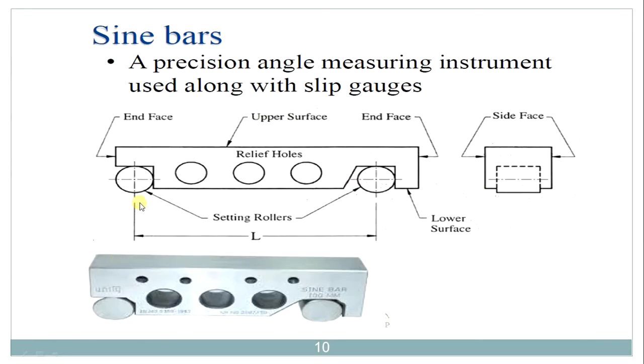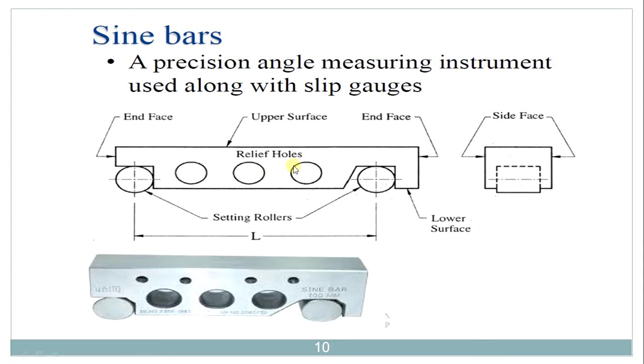Next we have the sine bar. A sine bar can't be used directly for measuring the angle, but we have to go with some sort of auxiliary instruments called slip gauges. The sine bar is one of the end standard measuring instruments, a precision angle measuring instrument used along with slip gauges. As I mentioned, we require some sort of auxiliary device.